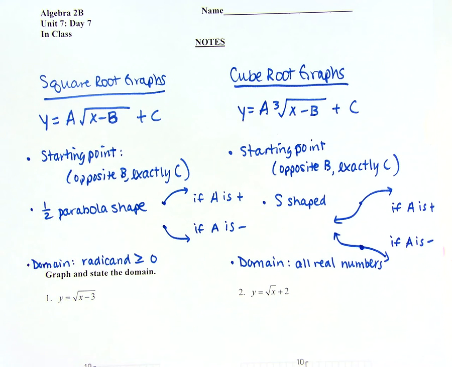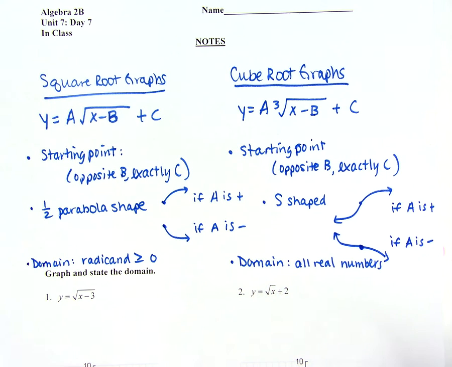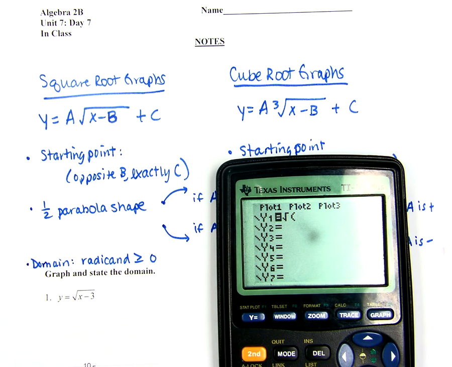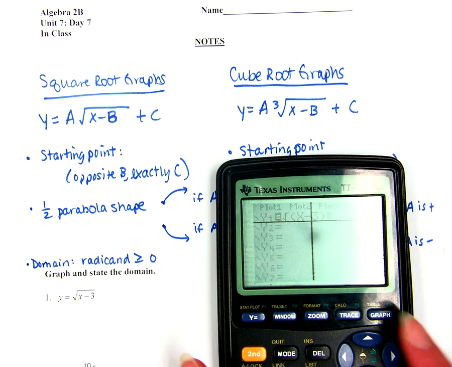Alright, so today we're going to be graphing square root and cube root functions. We're going to start with problem number 1, and it is a square root function. So we're going to draw it on our graph. You go to y equals and type in square root of x minus 3. Alright, so I'm going to hit graph.